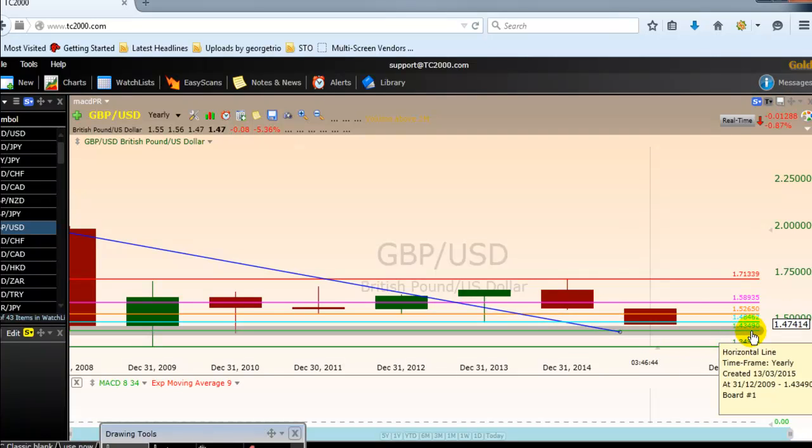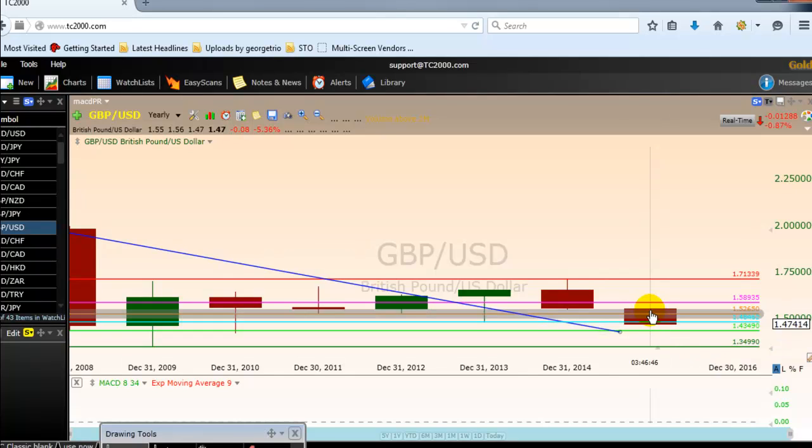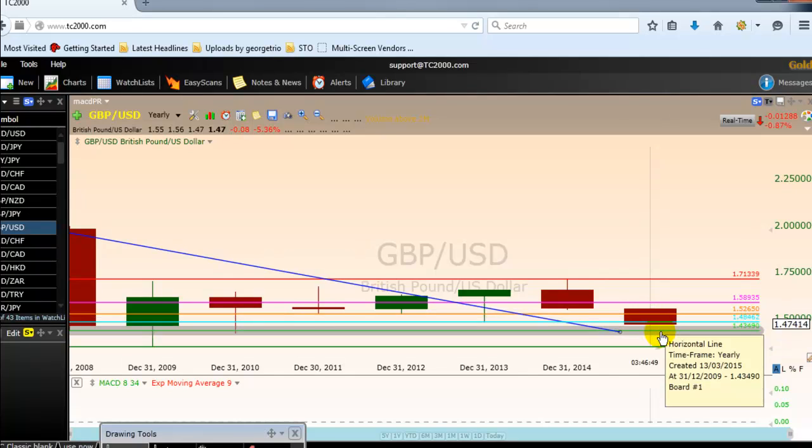143.49 is a key support level. As the market is pushing it down because of what the governor of the Bank of England has said, this level becomes critical, and professionals are watching it. You must watch it too, all right?